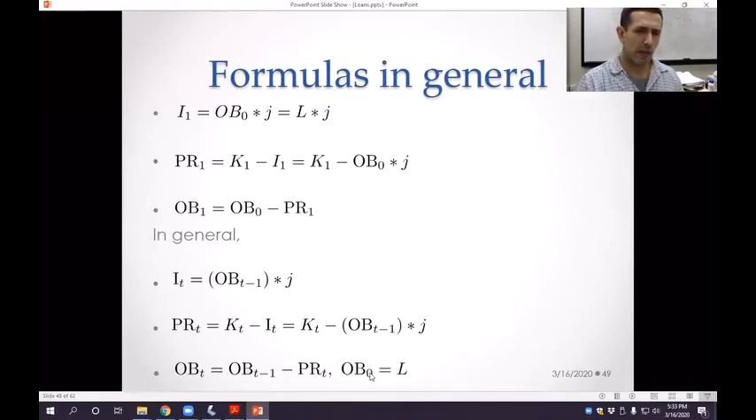Okay, and I should mention, when t equals 0, this formula doesn't make a whole lot of sense, because what's OB_-1? Outstanding balance at t equals minus 1. We don't do that really in this course. Doesn't make much sense. So by definition, OB_0 is just the loan amount.